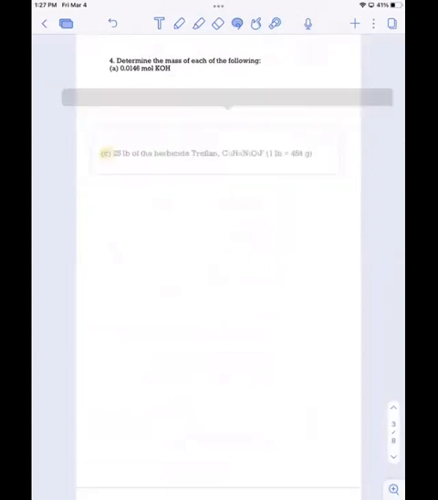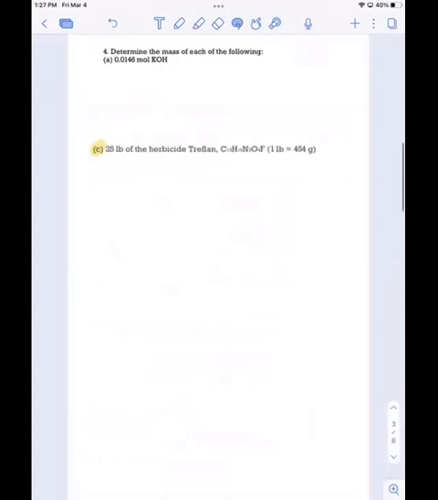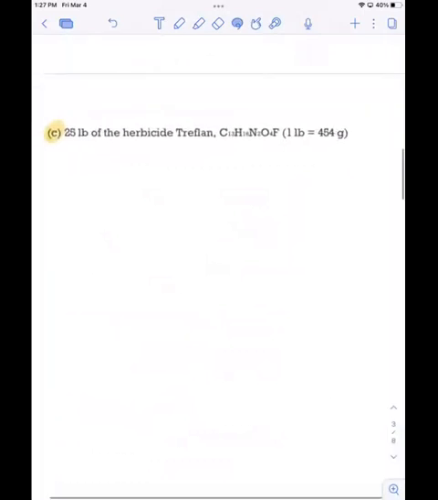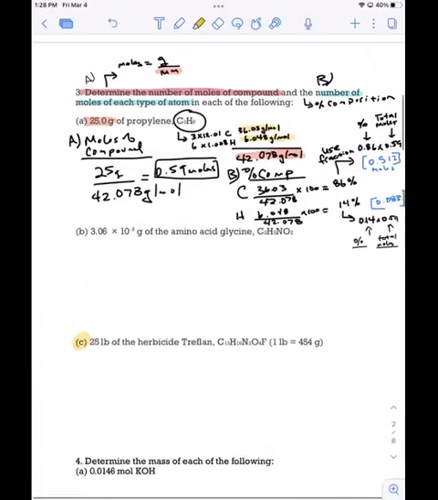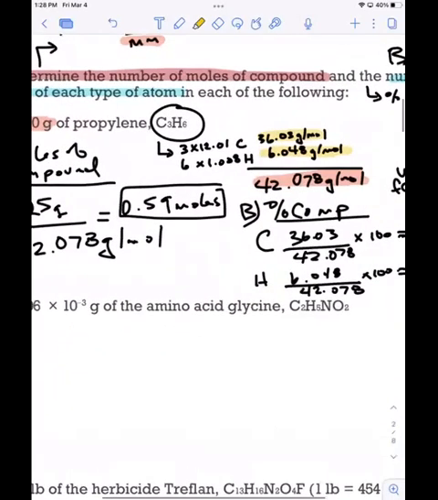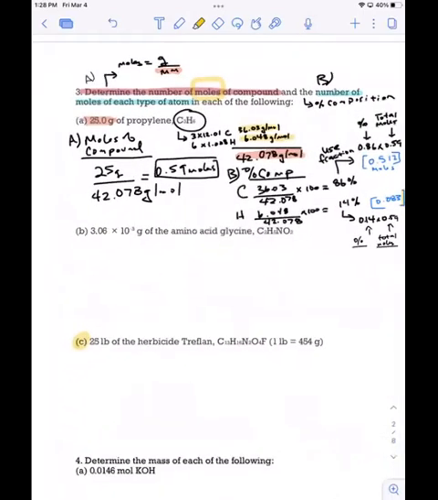So we got this herbicide, Truffland, and it's telling us that we got 25 pounds of it. And it's giving us a conversion from pounds to grams. Why do we need that conversion from pounds to grams? What did the question ask us for? Moles, right? So we can't do anything with grams, but we can take grams and turn grams into moles.